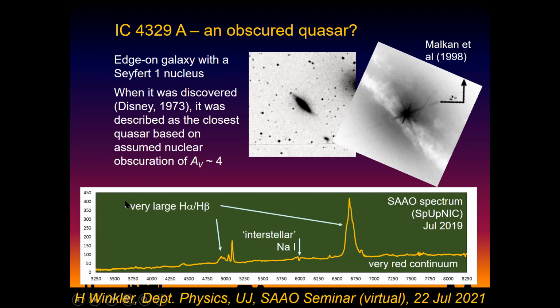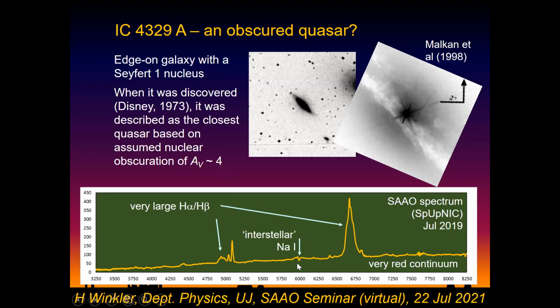And if we look at this more carefully, there is quite a lot of evidence that there's a lot of obscuration over here. Right? First of all, if you compare the strength of H alpha to H beta, which is also what Disney did, and Disney on that basis said that, oh, we've got an extinction of 4. Extinction of 4 means that the nucleus is really 30, 40 times brighter than it actually looks to us, and that would make it the nearest quasar. So this was called the nearest quasar for a while. I'll show that that is not necessarily the case.